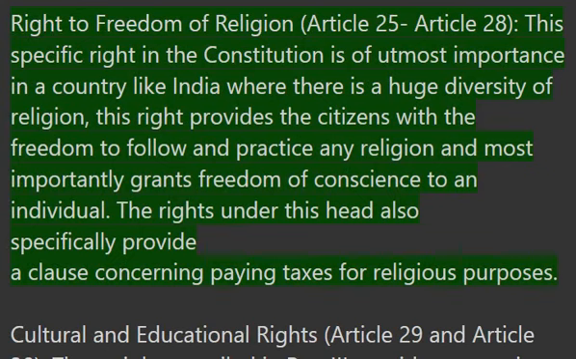to Article 28. This specific right in the Constitution is of utmost importance in a country like India, where there is a huge diversity of religion. This right provides the citizens with the freedom to follow and practice any religion and, most importantly, grants freedom of conscience to an individual. The rights under this head also specifically provide a clause concerning paying taxes for religious purposes.